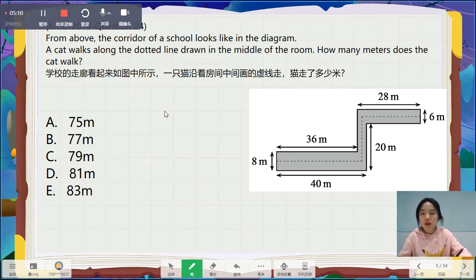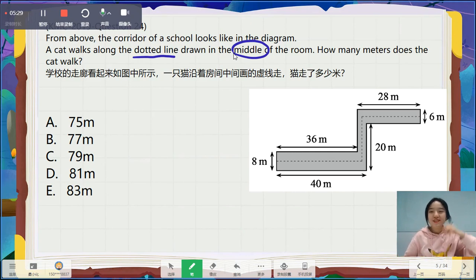From above, the corridor of a school looks like in the diagram. A cat walks along the dotted line drawn in the middle of the room. So, how many meters does the cat walk? Sorry, the picture has been dragged to below the question, so that's why it's not above but below. Okay, now let's see here.